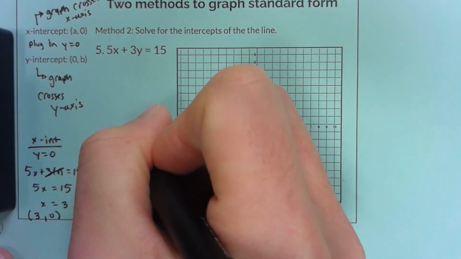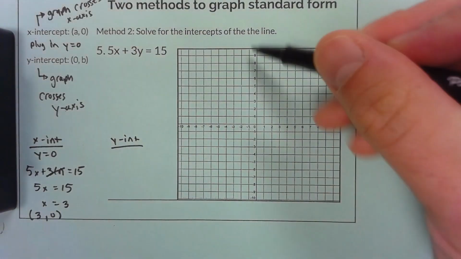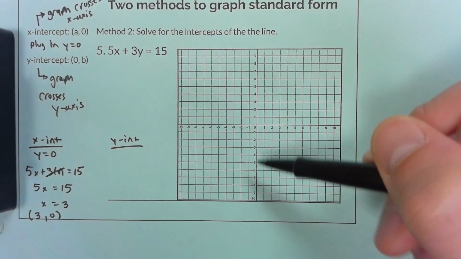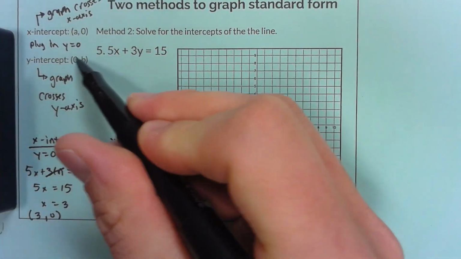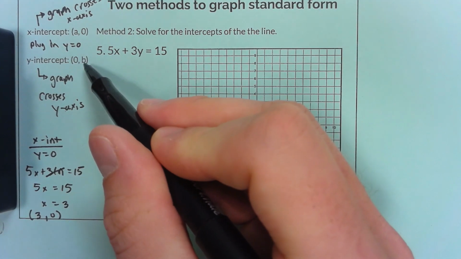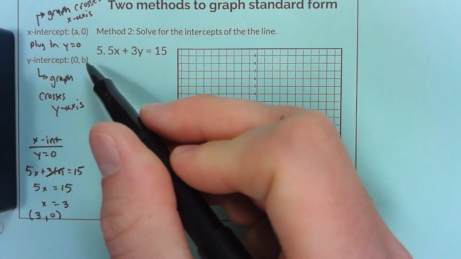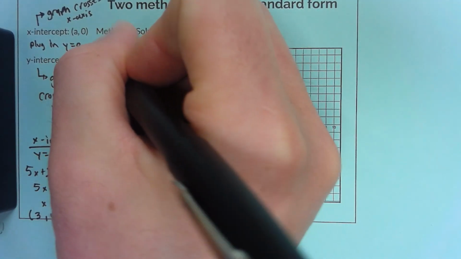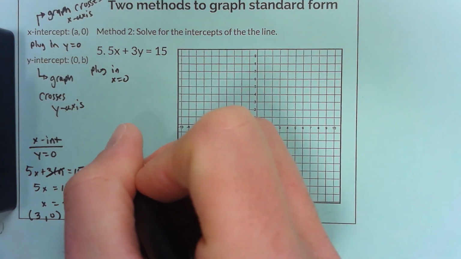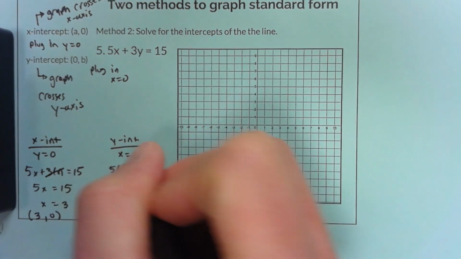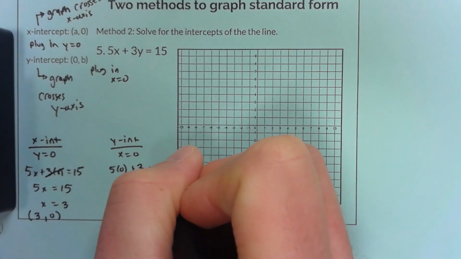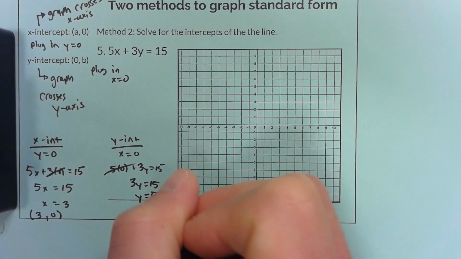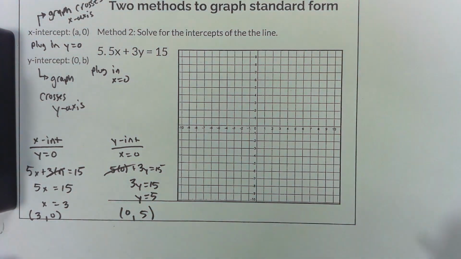The y-intercept, almost the same idea, but now we're looking for where the graph crosses the y-axis. Every point on the y-axis shares an x-coordinate that is 0. That's what this is saying here. And we're going to get a different y-coordinate for every y-intercept, in this case represented by the variable b. So to find the y-intercept, I plug in x equals 0. So let x equals 0. So 5 times 0 plus 3y equals 15. Well, 5 times 0 is 0. I get 3y equals 15, and thus y equals 5. So our y-intercept here is (0, 5).